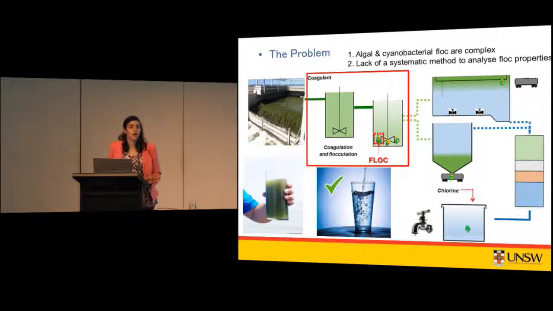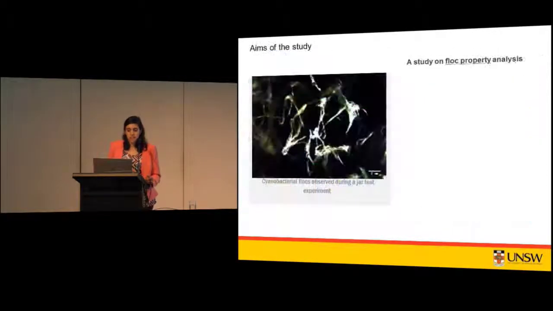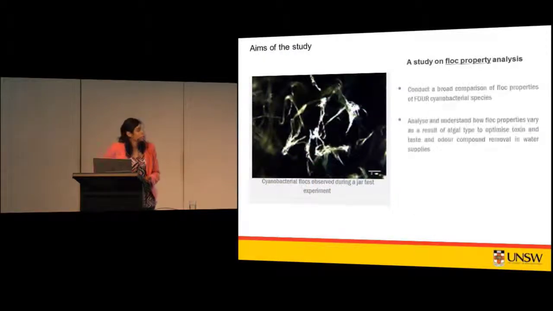Okay, so we have a methodology to characterize the flocs. The aim of this study is just to show how different cyanobacterial cells make different floc properties, and what the challenge is in water treatment plants. How we can understand floc properties, and how these floc properties can be improved in the downstream processes in the water treatment plant.